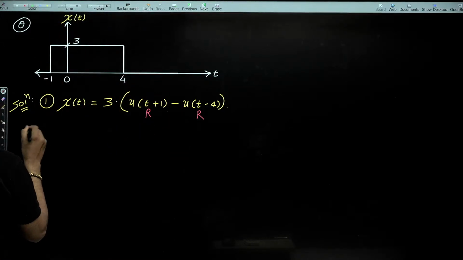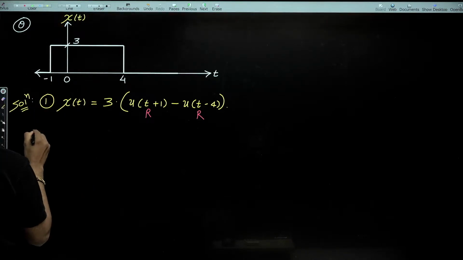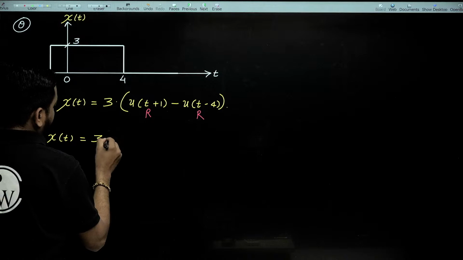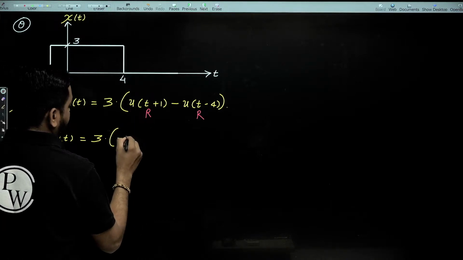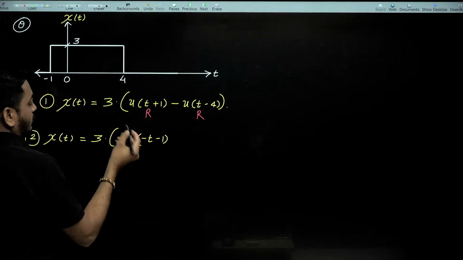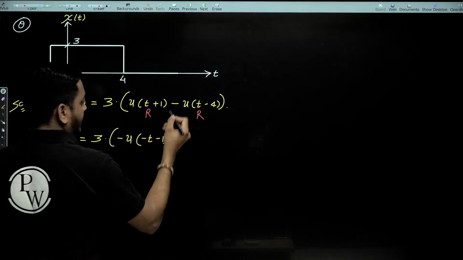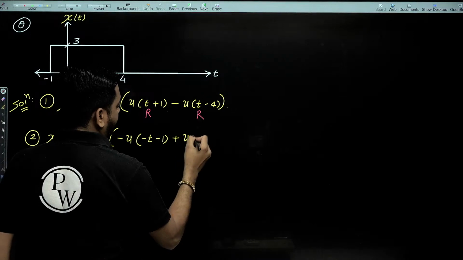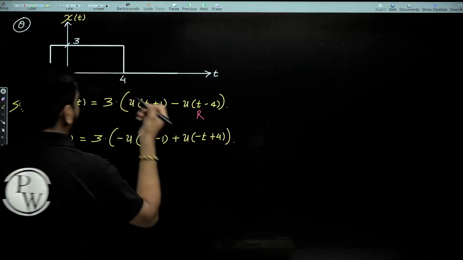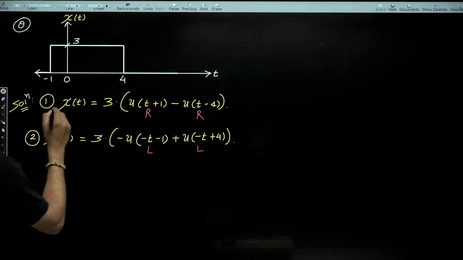Now what about left sided, guys? Second, left sided, you have to change the sign of amplitude. So the amplitude here is 3. So here it is minus 3 u of, now minus t minus 1, correct? You have to change the sign of amplitude as well as the variable present in the bracket. So minus t minus 1, minus becomes plus, and u of again minus t, minus 4 becomes plus 4. This is the important shortcut. So this is also a valid representation, both left sided. This is also correct.